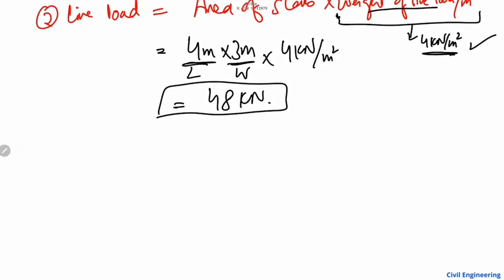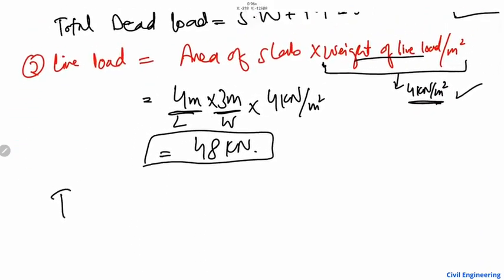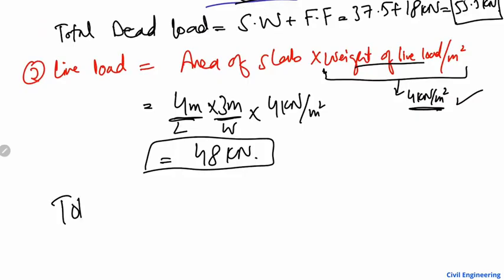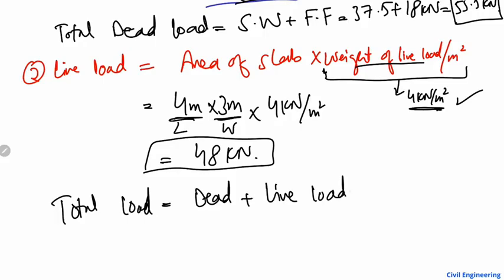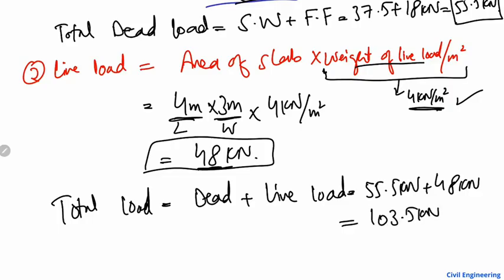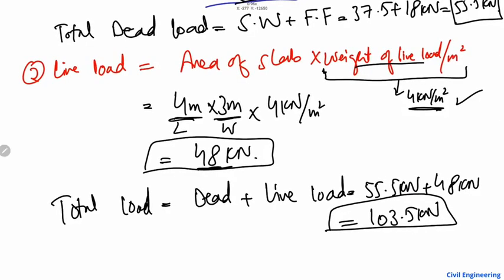Now the total load will be equal to the dead load plus live load. Dead load was 55.5 kilonewton and the live load is 48 kilonewton. So if we add these two values, we get 103.5 kilonewton. This is the total load acting on the reinforced concrete slab.